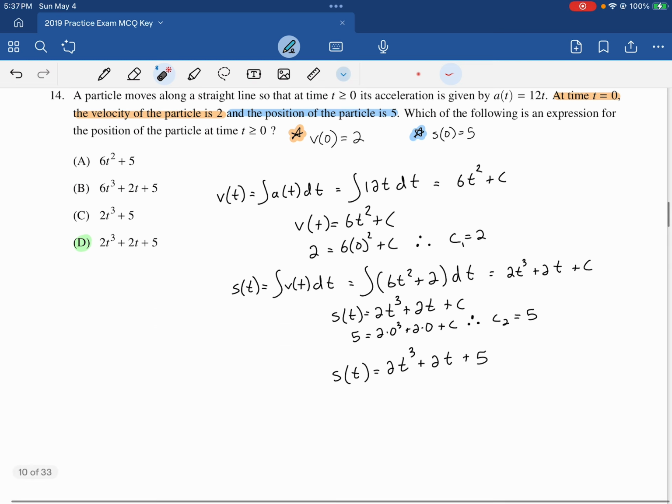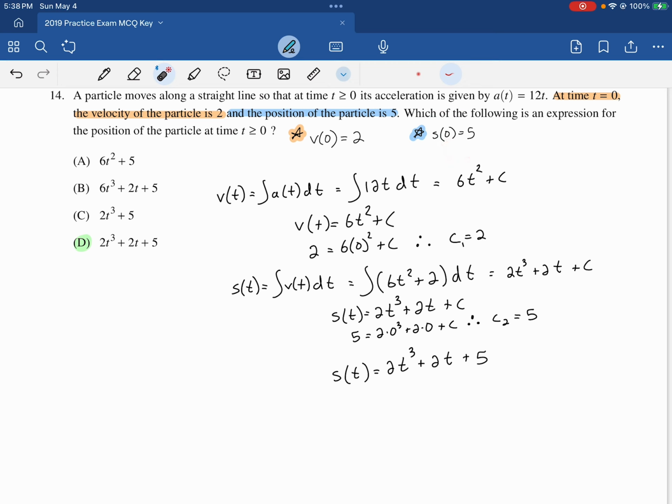Number 14, a particle moves along a straight line so that at time t greater than or equal to 0, its acceleration is given by this acceleration function. At time t equals 0, the velocity of the particle is 2. I make a note of this. So v of 0 is 2. And the position of the particle is 5. I make a note of this. At time 0, the position is 5.